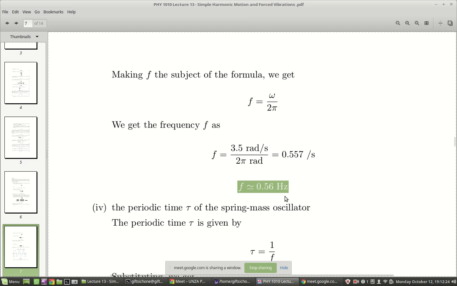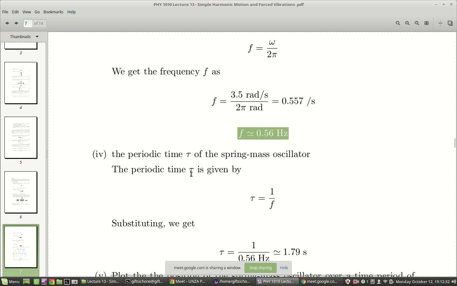Now, I want to show you how the position changes as a function of time. This is a plot showing that. When you plot this, the maximum position is 0.4.